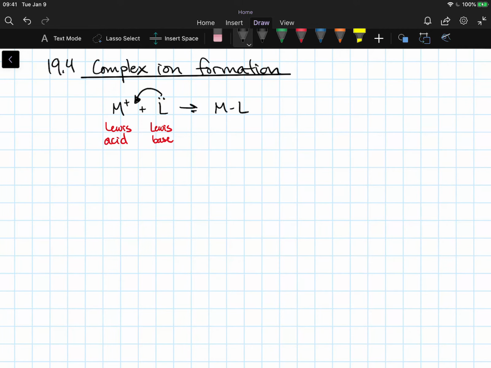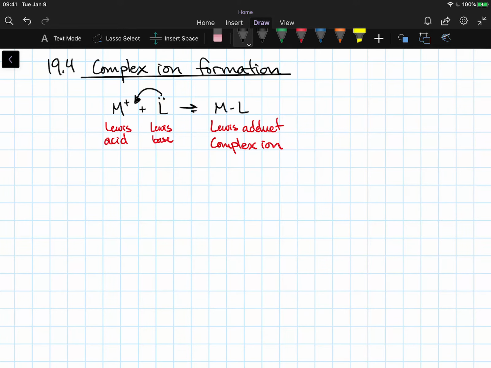And it can do this several times over to where we end up with multiple ligands around the metal. And they don't have to be the same ligand either, but for simplicity's sake we'll just keep them all the same, and you'll cover some more complex stuff later on. So this would be the Lewis adduct, or what we're going to call a complex ion.